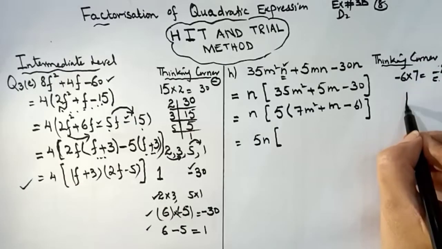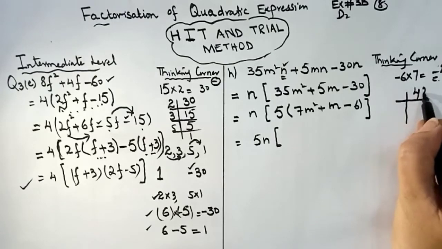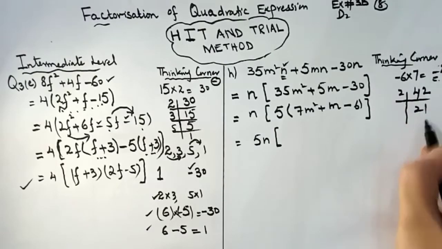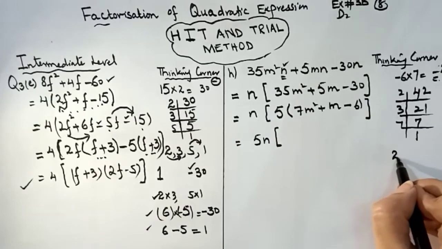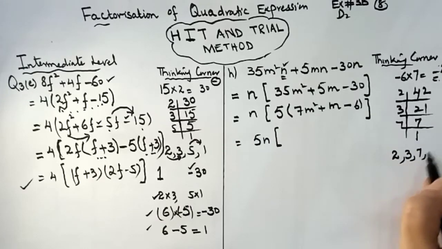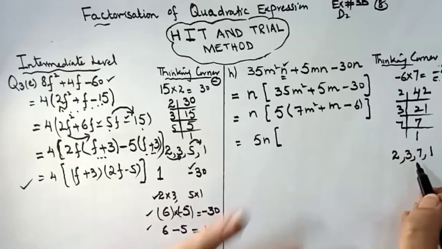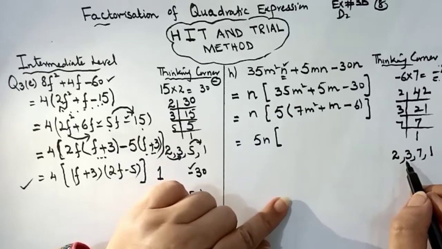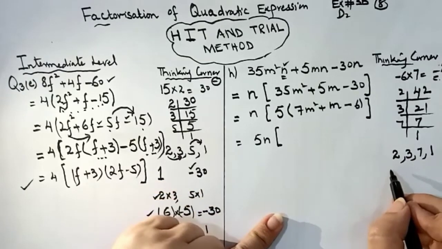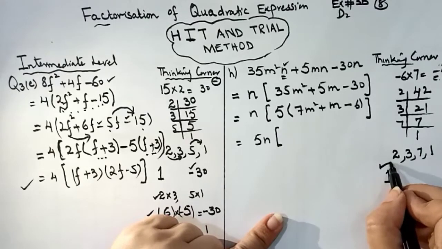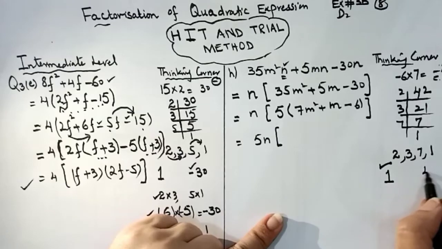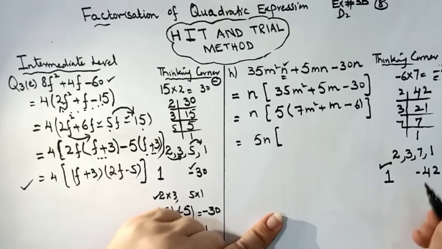Now I have to make the list of prime factors of 42. 2, how many times? 1 time. 3, how many times? 1 time. And 7, how many times? 1 time. List down all the factors in one line. Now you know that from all the factors we just have to make two numbers in such a way that when we add or subtract we get the middle term, which is 1, and when we multiply the numbers we get the product term, which is minus 42.